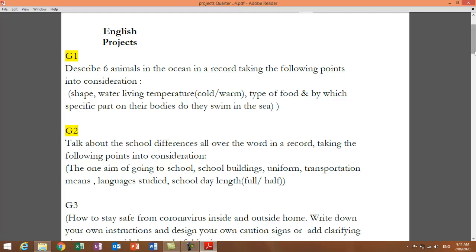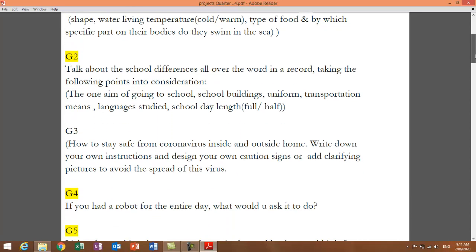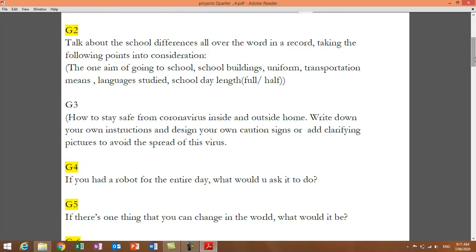The one aim of going to school, why do you go to school actually? Speak about the school buildings, speak about wearing uniform, speak about the transportation means, how do you go to school? And speak about the languages you are going to study or you studied over there. Speak about the school day, the length of the school day, whether it's a full day you're taking or a half day.